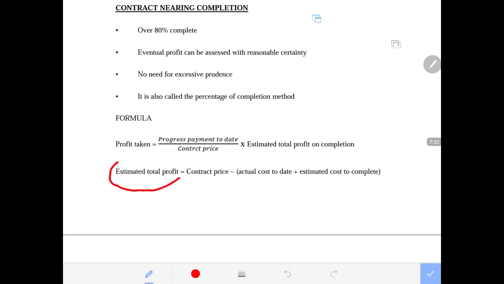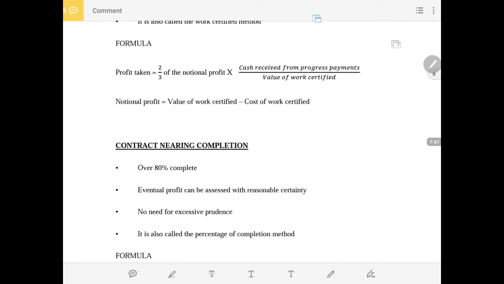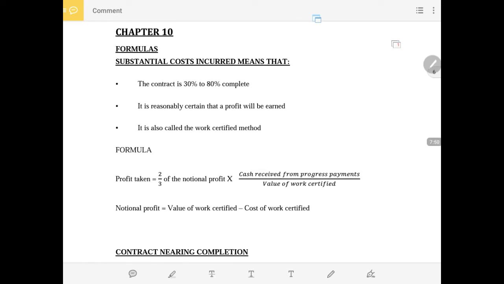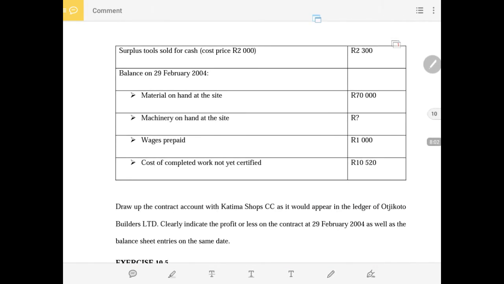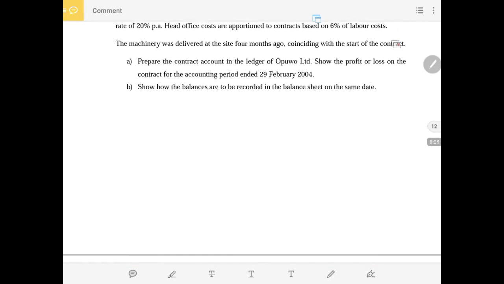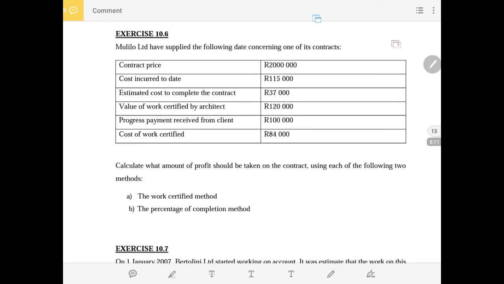Then after we have calculated the estimated profit, we can calculate the profit to be taken when the project is above 80% in terms of completion. So please have these formulas, guys, at the back of your mind. Take screenshots where you can, or write them down as I was explaining, or look for them in your textbook, because now we are going straight to exercise 10.6. Then after I will be doing 10.9 via 10.8.